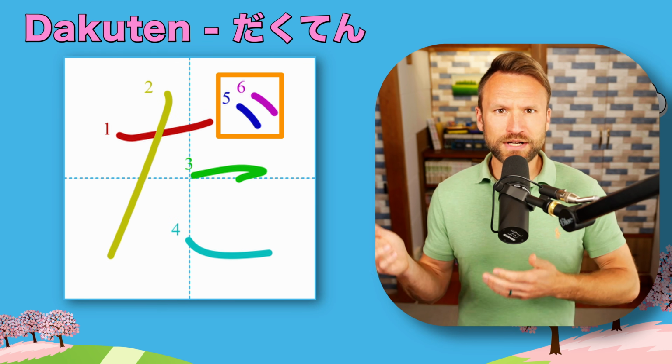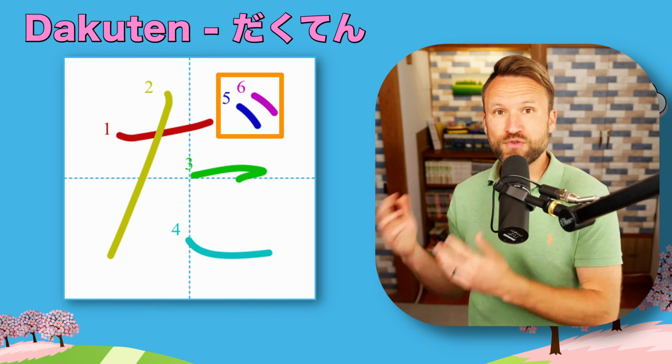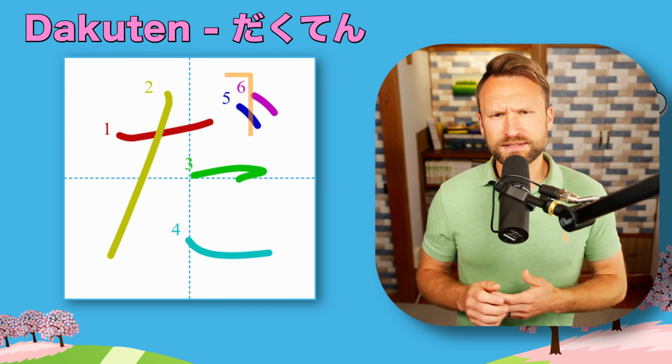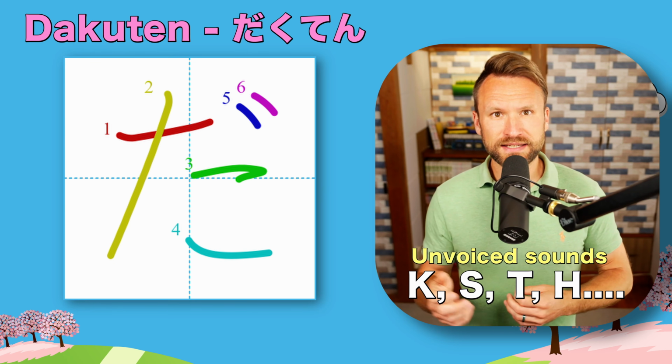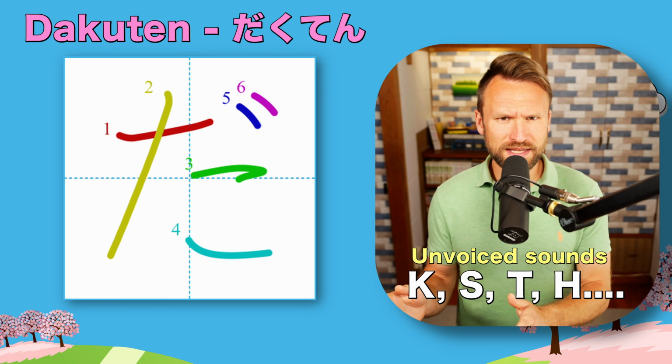What a dakuten mark does is turns an unvoiced consonant into a voiced consonant. Unvoiced consonants are things like k, s, t, and h. Notice how you can't hear my voice when I say these?